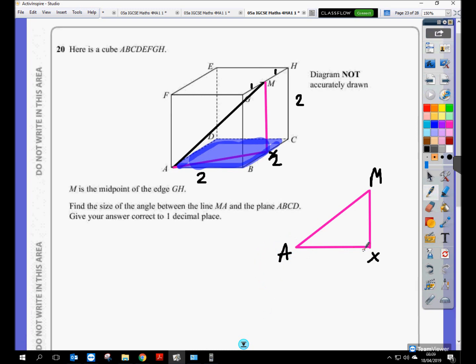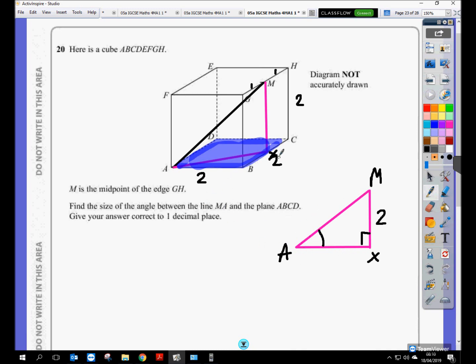Now, MX is vertical, and AX is a line that lies on the horizontal plane. So if you have a line that lies on the horizontal plane against a vertical, it forms a 90-degree angle. So it may not look like it from the diagram, but if one is horizontal and the other is vertical, it does indeed form a right angle between them. So this is MX's length 2, and I'm trying to work out this angle here. I need one other side, either AX or AM.